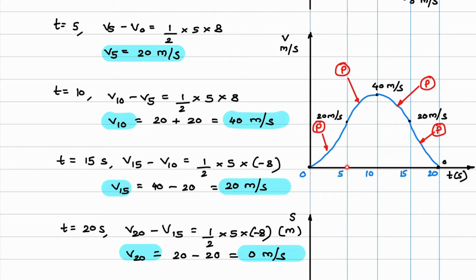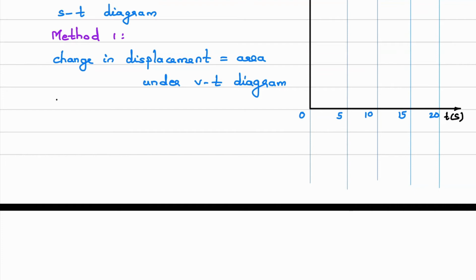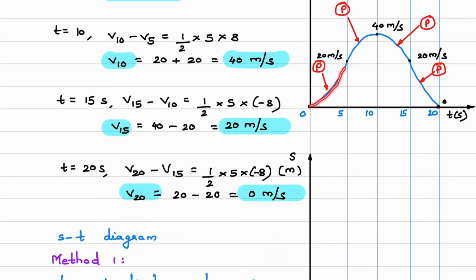So for this part, we will write at t equal to 0, s is 0. So we'll write down that part first. At t equal to 0, S0 is 0. Then at t equal to 5 seconds, we have to write S5 minus S0 is area under VT. So S5 minus S0 is area under VT. What will be this area?